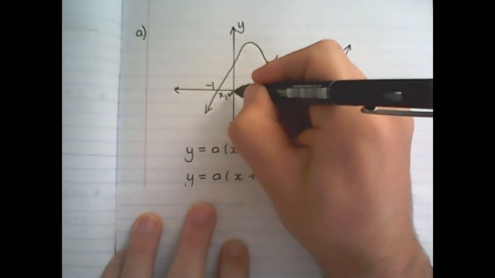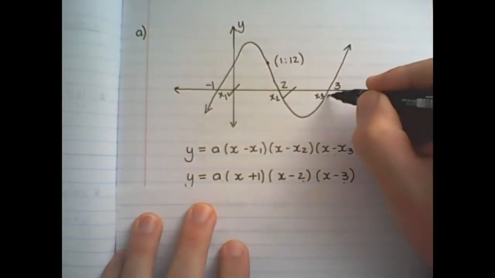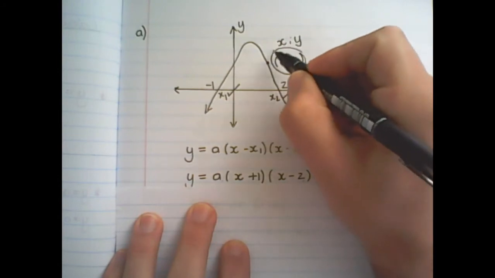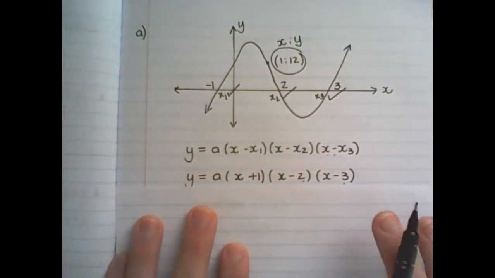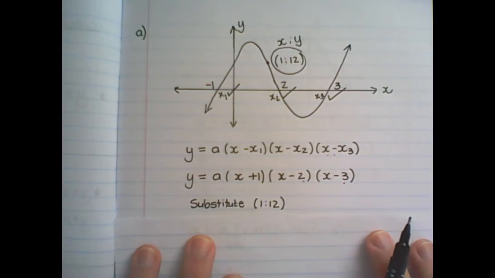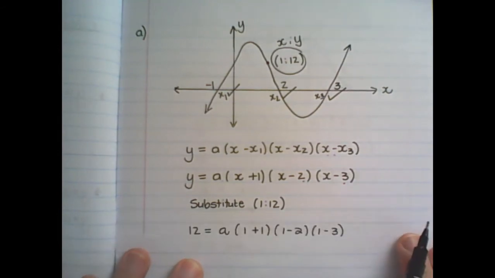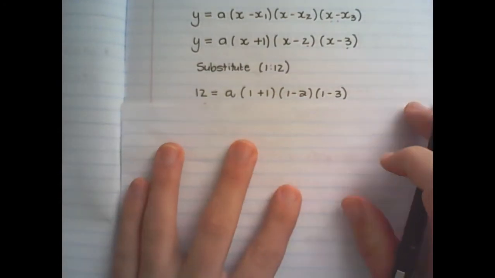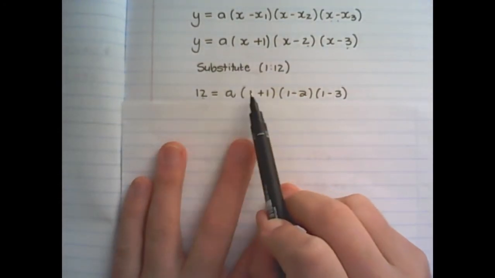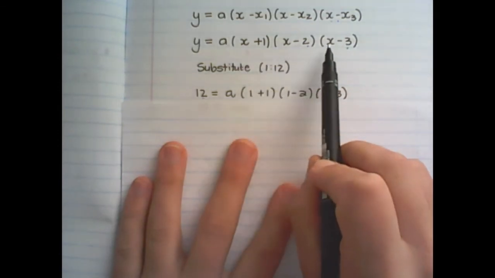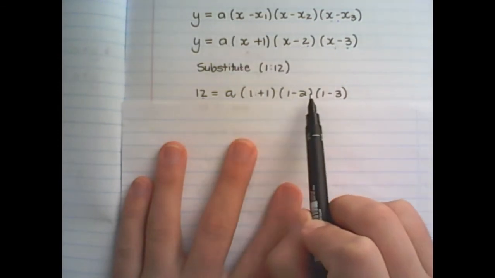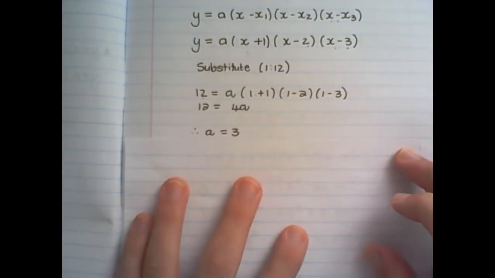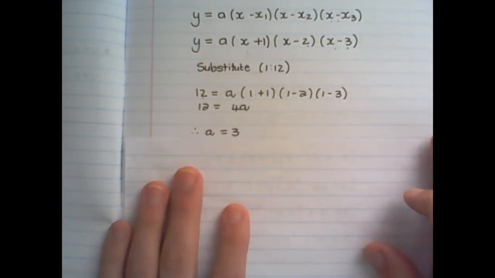So I've used x1, x2, and x3. Now I need to use the x and y values in the coordinate given to me to solve for a. So I substitute the coordinate (1, 12) into the equation. So the y value is 12. All of the x's are replaced with a 1. I simply multiply out, divide by 4, so the a value is 3.